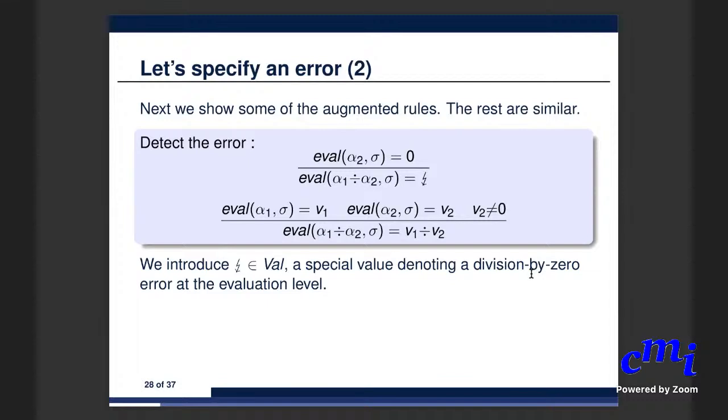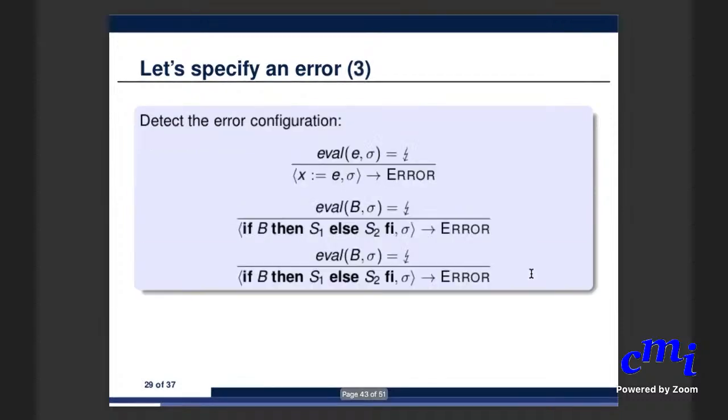Okay, that is kind of an error situation at the evaluation level. This can then be used to capture an error configuration, which results while executing a program, and then can be used by extending inference rules. Okay. So to detect the error configuration, we'll have to add more inference rules while you execute the different programs.